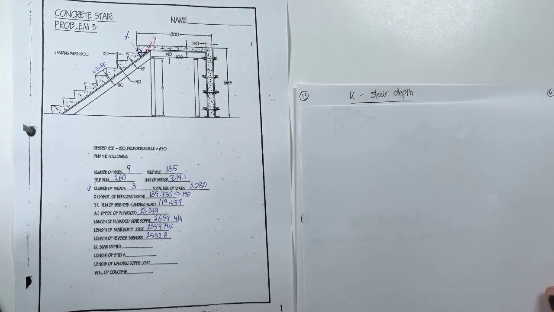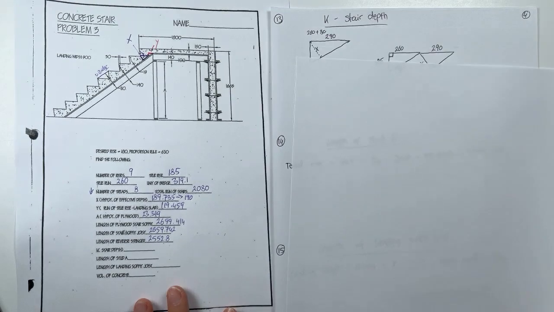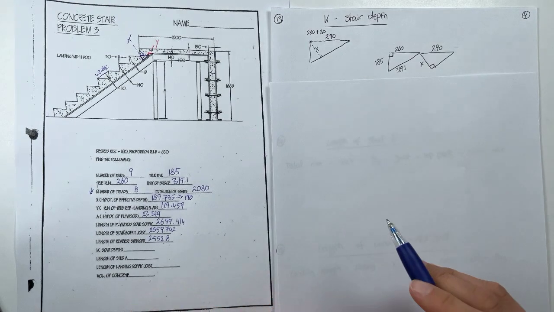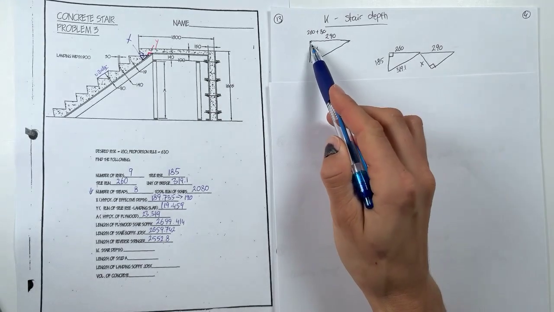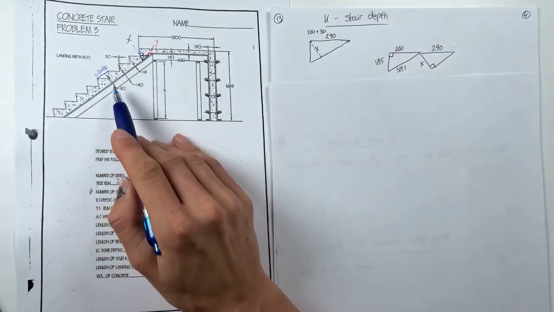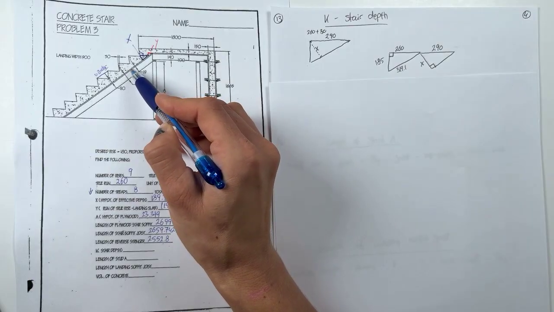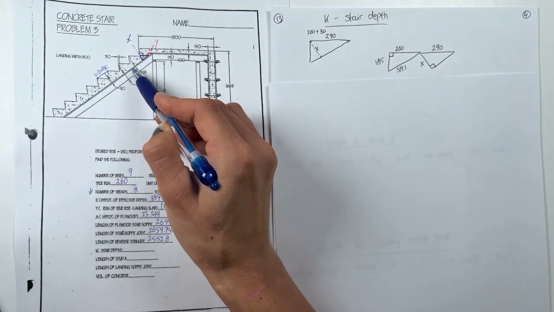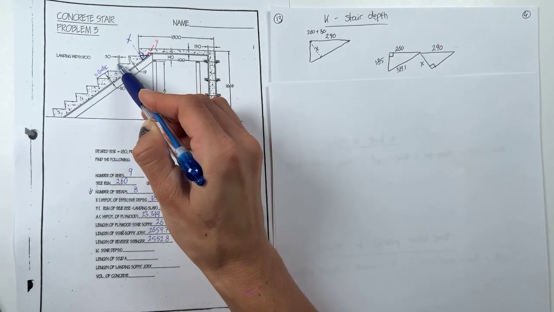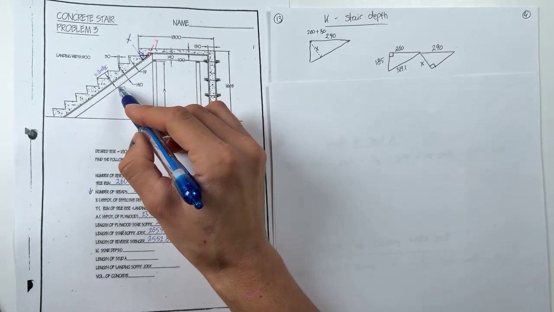we are looking for K, the stair depth. So let's see where that makes sense. We have a couple of triangles. So does this look familiar? We have our regular unit rise and unit run, but when we think about the stair depth, we want to know the measurement from the bottom of the soffit, or where the concrete starts, to basically the nosing line. That is our K, stair depth.